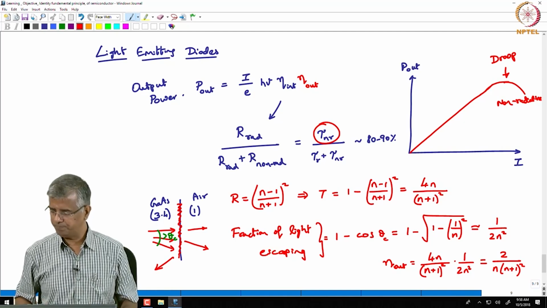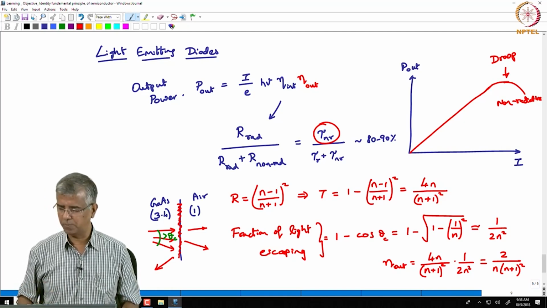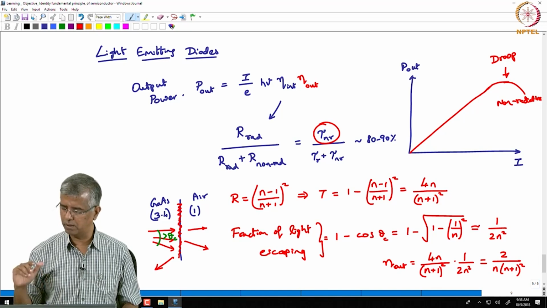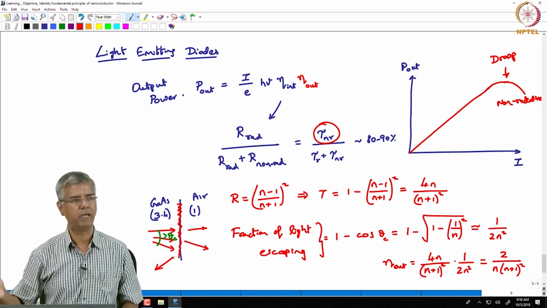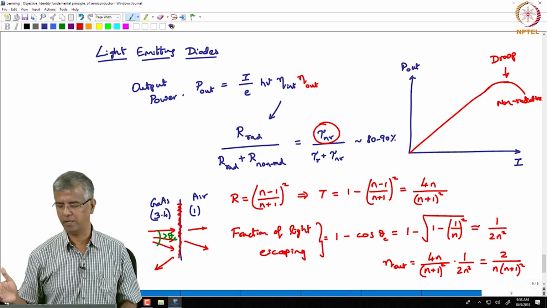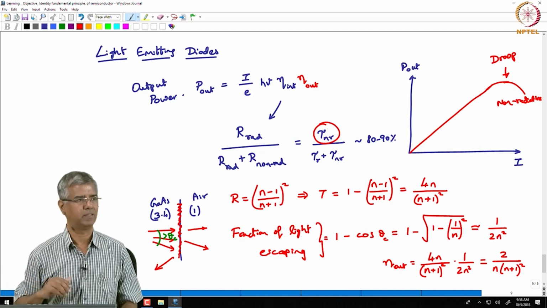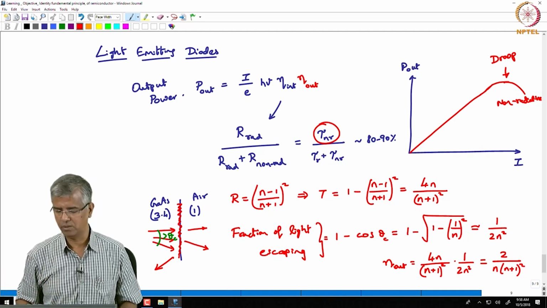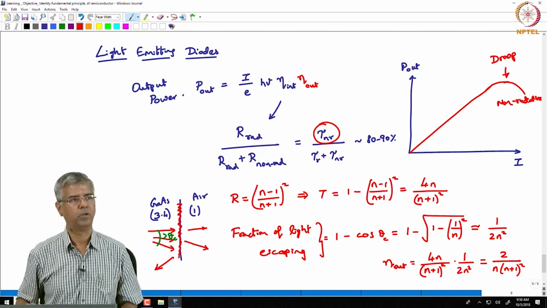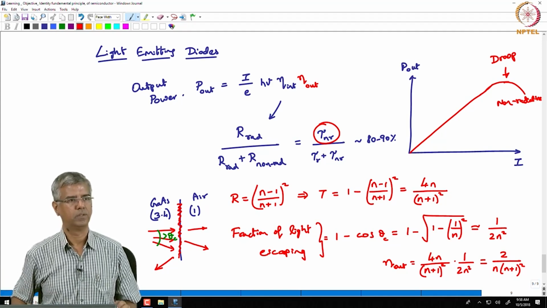Okay, let me stop at this point. Beyond this, we will look at the modulation characteristics of these light emitting diodes and also their spectral characteristics. We will do that before we jump on to laser diodes next week.